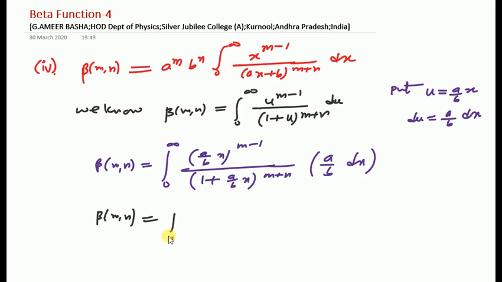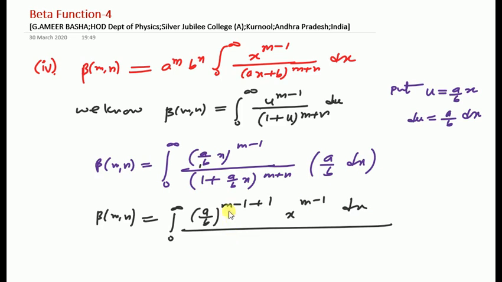0 to infinity. So what I have here left, a by b will be here, also one a by b is here. So now you do one thing. So a by b here and a by b here. Here it is a by b whole power m minus 1. But this a by b whole power 1, that is plus 1. And x power m minus 1 dx divided by, the denominator I have (b plus ax) whole divided by b whole power m plus n. Okay guys, is it clear? I just rearranged all the terms.